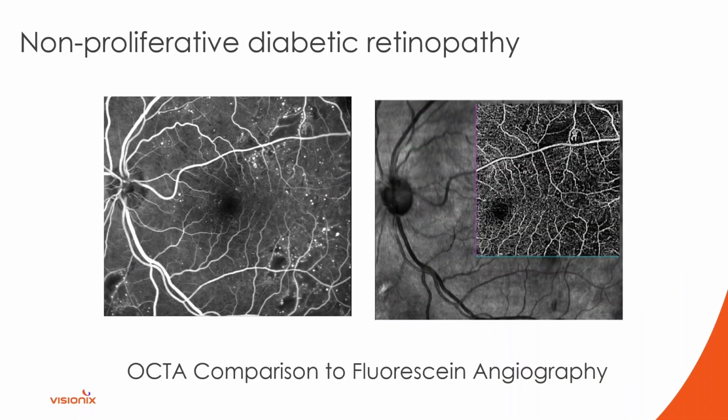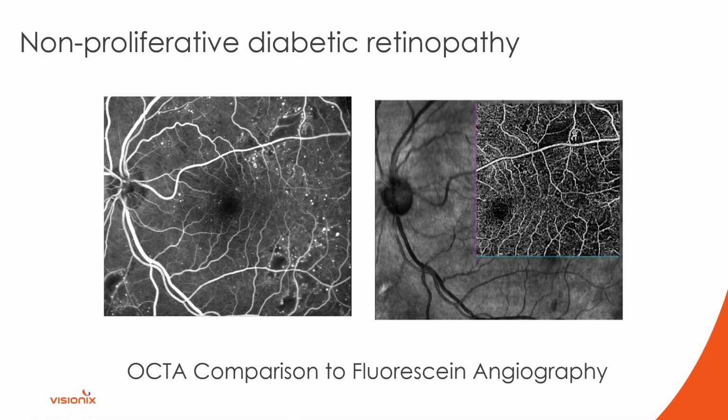This is a really nice picture of what I was telling you before, how OCTA gives you much better resolution than fluorescein angiography. On the left is the fluorescein, on the right is the OCTA. I always like to point to this little area here, this anomalous vessel, and how it almost just blends into the background, and you can really appreciate it on the OCTA.